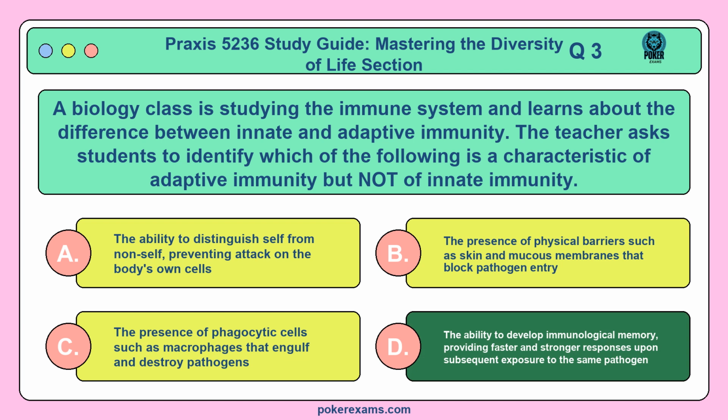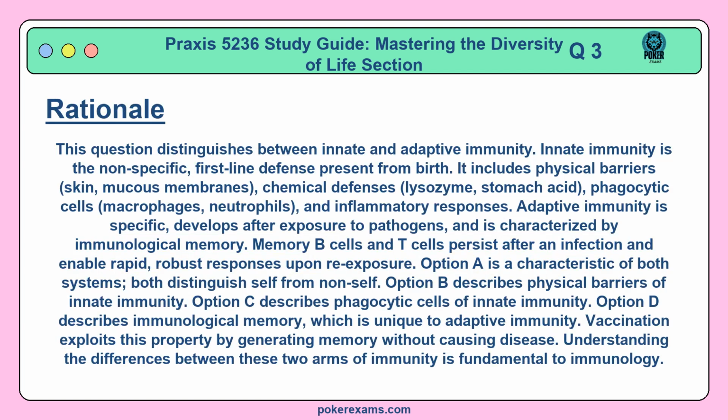The correct answer is D. This question distinguishes between innate and adaptive immunity. Innate immunity is the nonspecific, first-line defense present from birth. It includes physical barriers, skin, mucous membranes, chemical defenses, lysozyme, stomach acid, phagocytic cells, macrophages, neutrophils, and inflammatory responses.